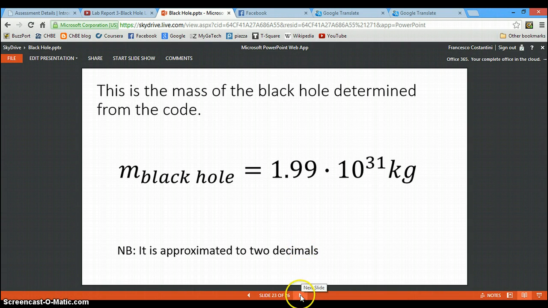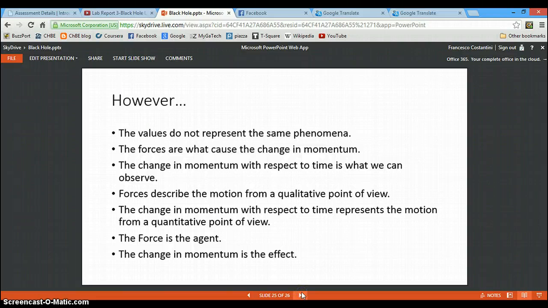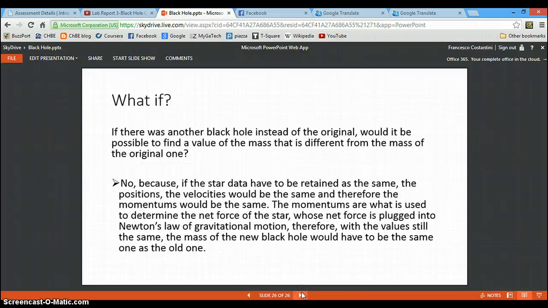Although the net force and dP/dt and their parallel and perpendicular components are respectively equal, Fnet, decomposed as Fnet parallel and Fnet perpendicular, is the agent acting on the star. dP/dt is the effect deduced from the motion of the star. Here are some other differences. But now, if the black hole was replaced by another one, would the mass of the new black hole be different if the star data were the same? The answer is no, because since nothing has been changed except the black hole positions and velocities, the momentums are the same. Therefore, the new black hole would have the same mass as the old one.